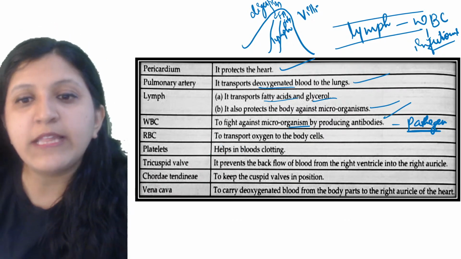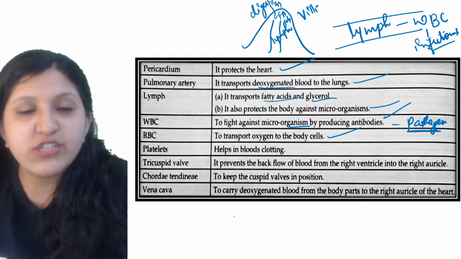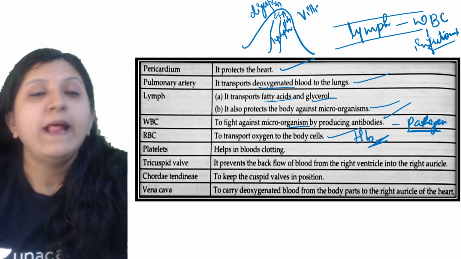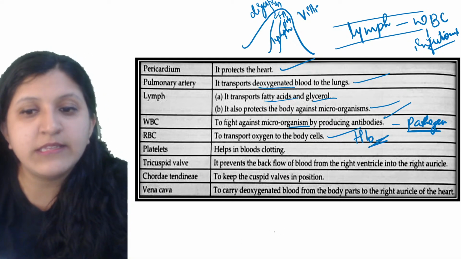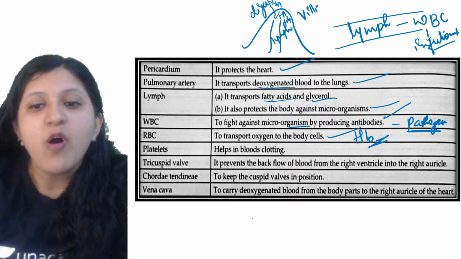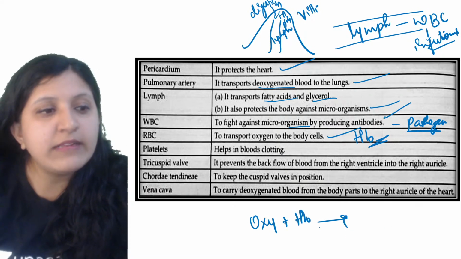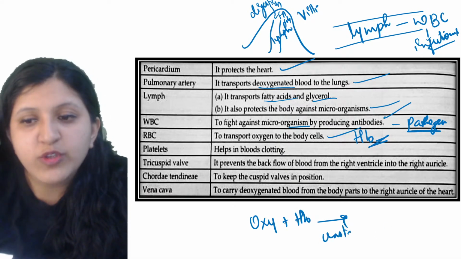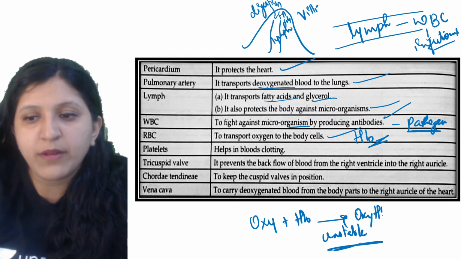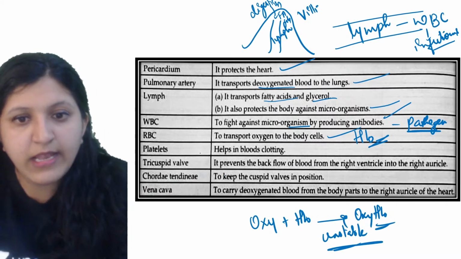Then RBC, that is to transport oxygen to the body cells. The oxygen supply is done mainly because of the hemoglobin which is present in the RBC. Hemoglobin is the one which is carrying this oxygen, because oxygen will combine with the hemoglobin forming an unstable compound. That unstable compound is nothing but oxyhemoglobin. So oxyhemoglobin formation will occur there. Then there is platelets.